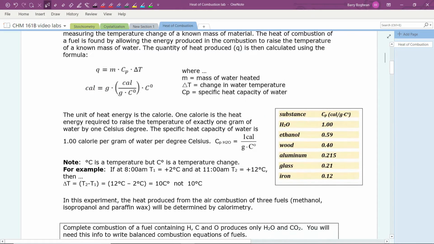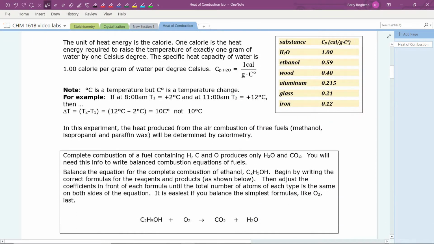Something to point out, the notation on the degrees. If I say degrees Celsius, well, that would be a temperature. But if I say Celsius degrees, that's a temperature change. Note the difference? For example, if at 8 a.m. the temperature was 2 degrees Celsius, and by 11 a.m. the temperature rose to 12 degrees Celsius, then the temperature change would be the difference. 12 degrees Celsius minus 2 degrees Celsius is 10 Celsius degrees. Note how the degree symbol follows the Celsius symbol when we want to indicate a temperature change. This certainly gives clarity to the reader to understand what's being conveyed in print.